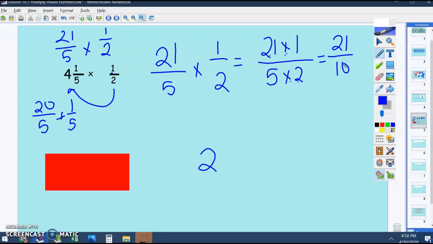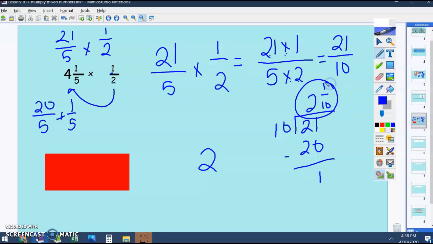Then I ask myself, is it improper? Yes, it is. So I have to divide 10 into 21. I want to know how many groups of 10 are in 21. I know there are 2. That's 20. Subtract, I get 1. Now I compare: is 1 less than 10? Yes, so I have 1/10 left over. Now I ask myself, does that seem somewhat reasonable? 2 and 1/10, that's pretty close to 2, wouldn't you say? So I think my answer is reasonable.